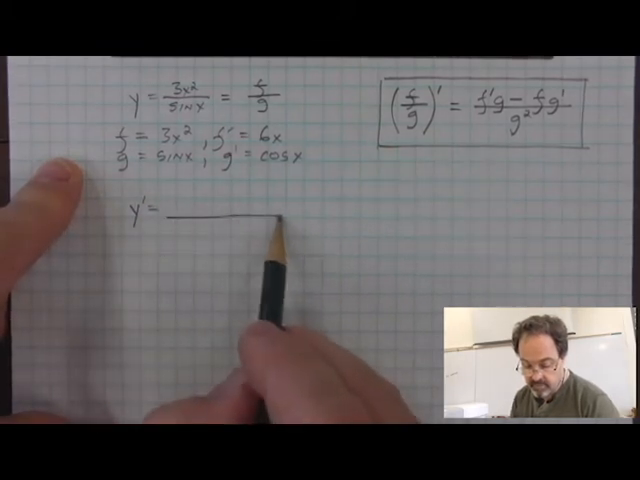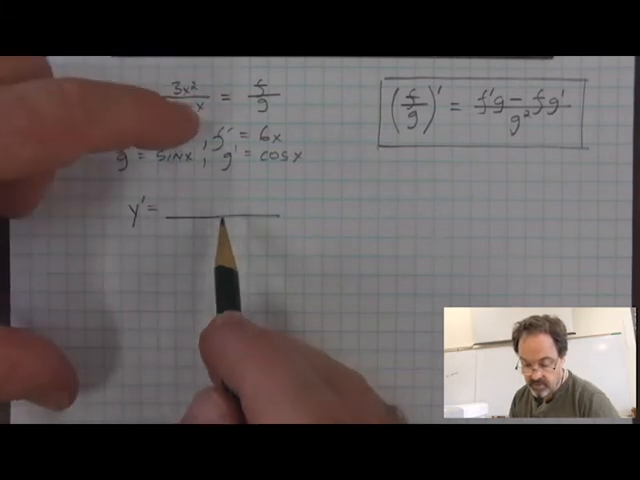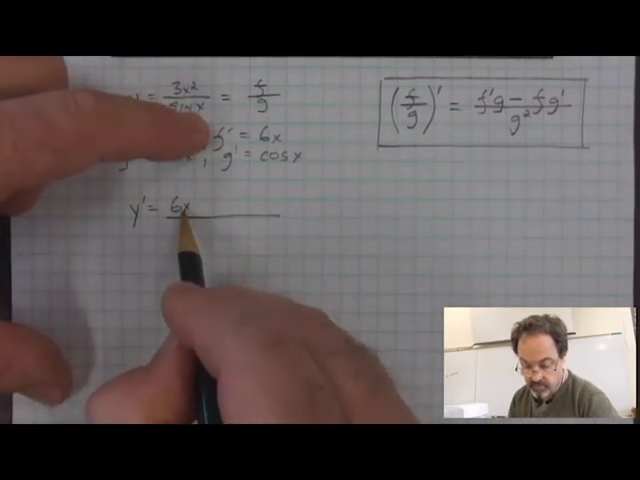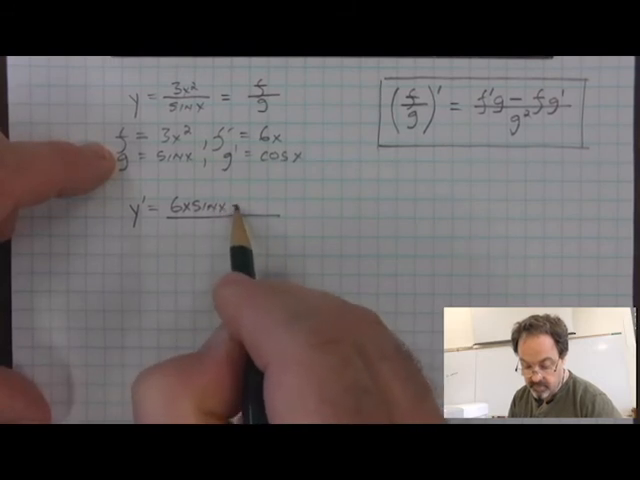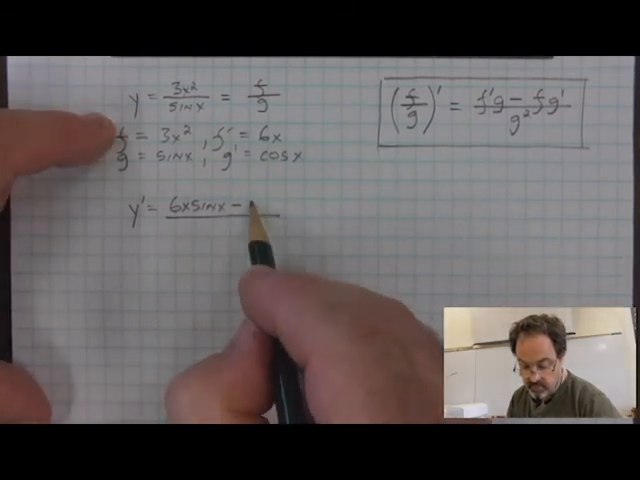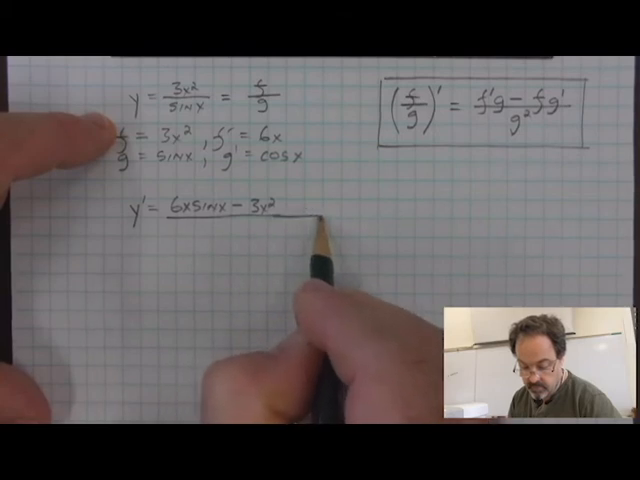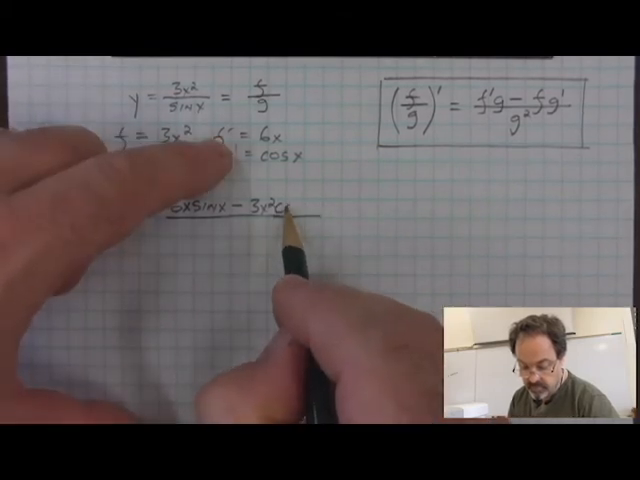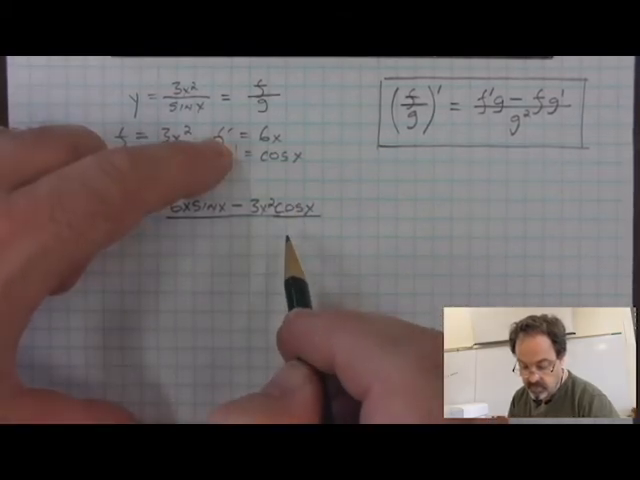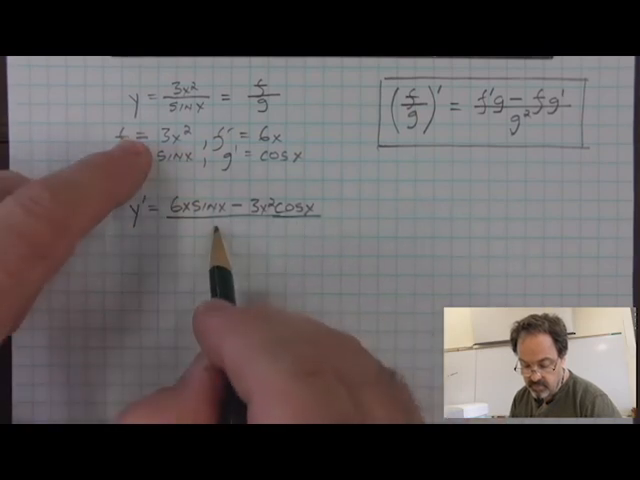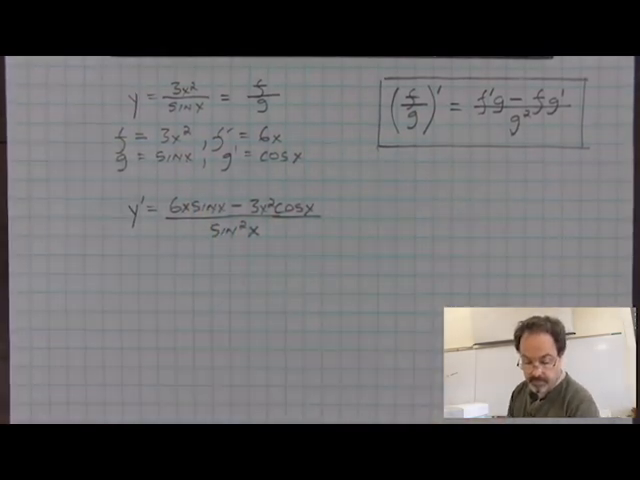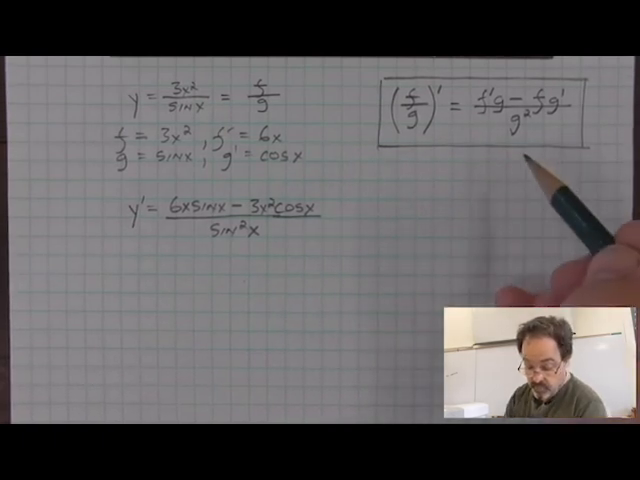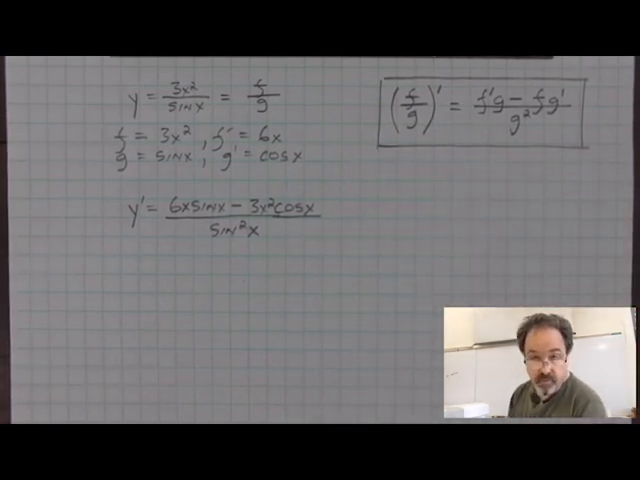In this case, it's going to be the derivative of the numerator times the denominator minus the numerator times the derivative of the denominator divided by the denominator squared. This quotient rule is very useful. It's worth committing it to memory.